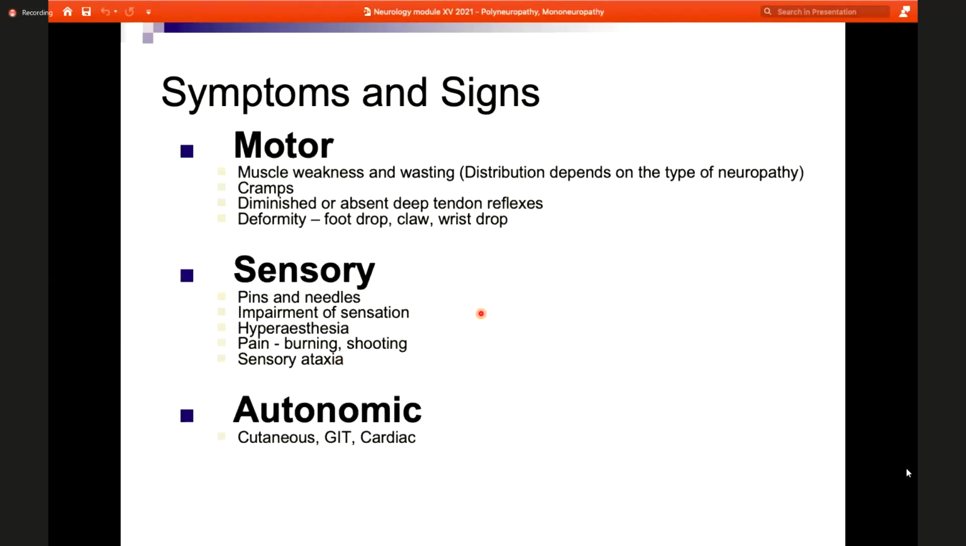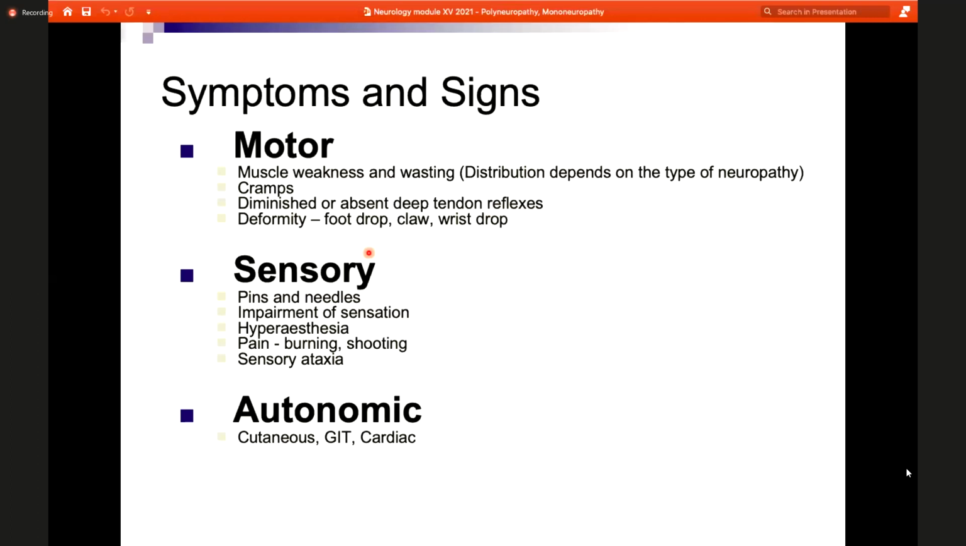Motor symptoms and signs will be those of lower motor neuron involvement. So the lower motor involvement will be weakness, wasting. Fasciculation is a lower motor sign, but it's extremely rare in polyneuropathies. And patients can get cramps. These are painful contractions of muscles, which particularly happen at night, and especially in the calves. Then you have diminished or absent tendon reflexes.